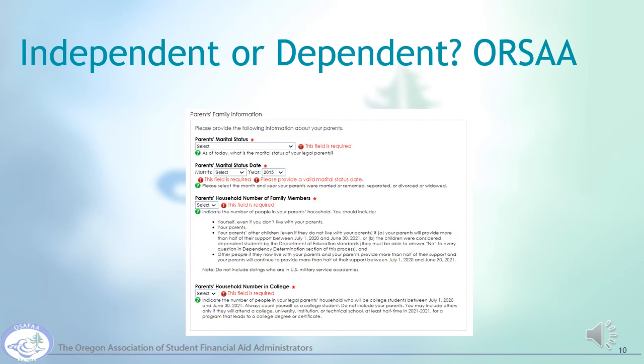If the student has a special circumstance, such as it being harmful for them to be in contact with both of their parents, the student should contact the financial aid office of the school or schools they are interested in attending for assistance on how to proceed. The student will need to contact each individual school to discuss their options at that institution.